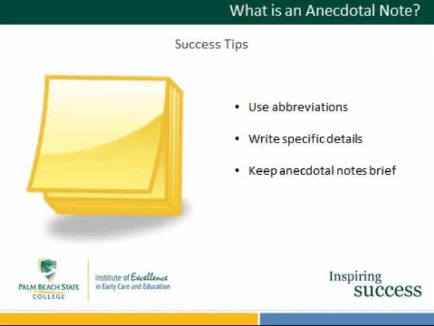What else should you know about taking anecdotal notes? A few tips for being successful in writing anecdotal notes are as follows. First, you should use abbreviations. Abbreviations can be used to make anecdotal note-taking faster. For example, instead of writing out book area, teachers can write BA.